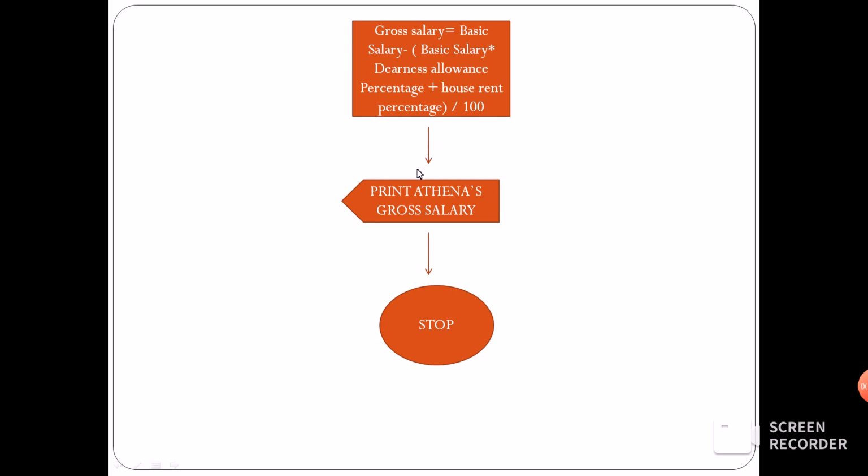Then the shape over here is called the hybrid, and this is used to display the given output. So as you have seen, I have written here print Athena's gross salary. Then last but not least is again the oval to present as the endpoint. So we're now ending here.